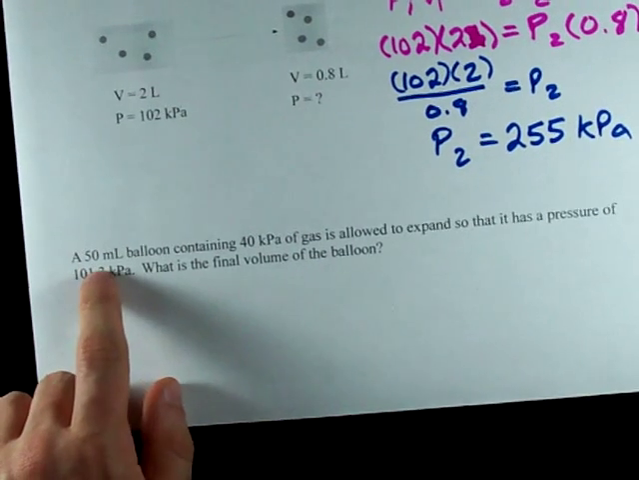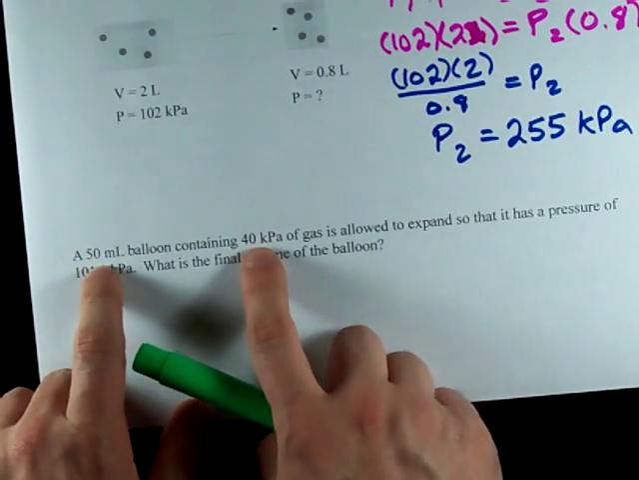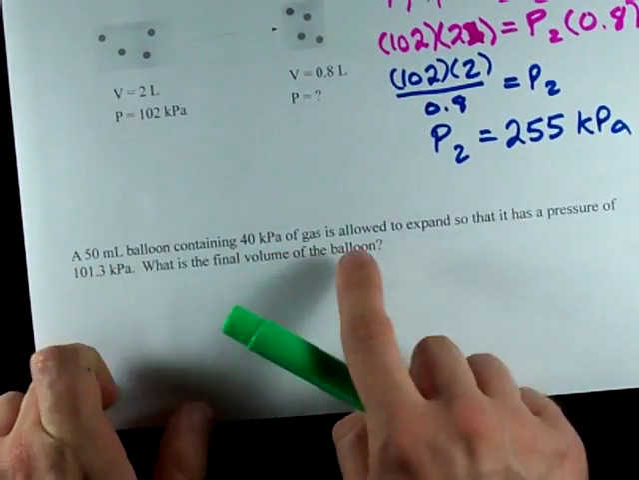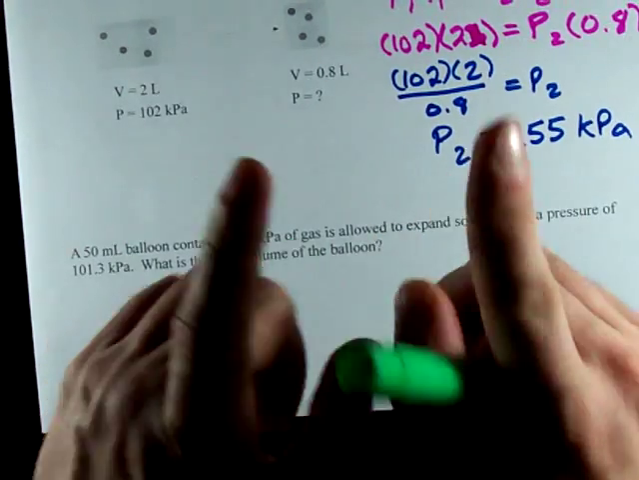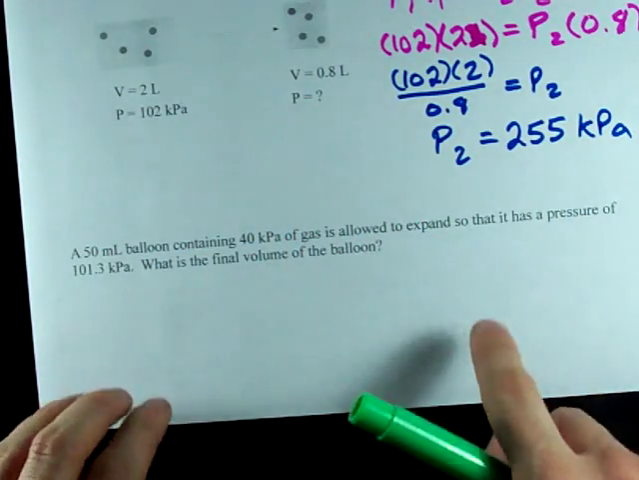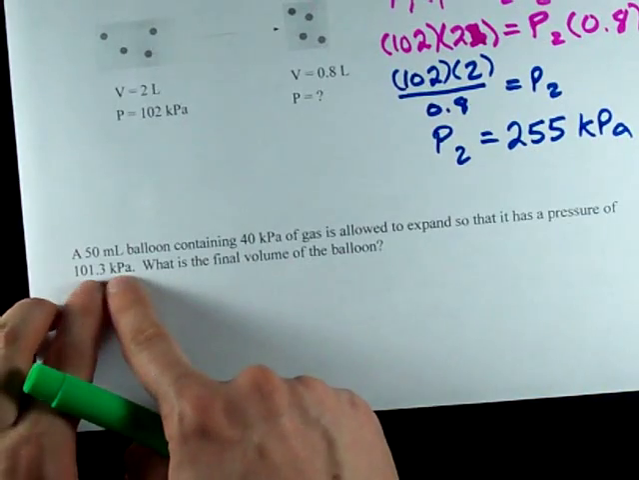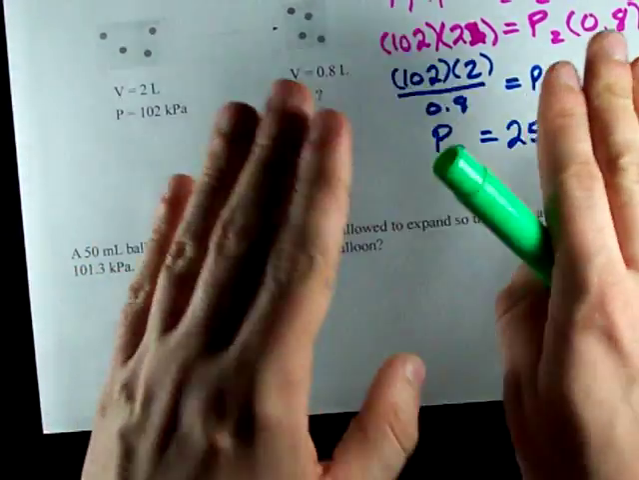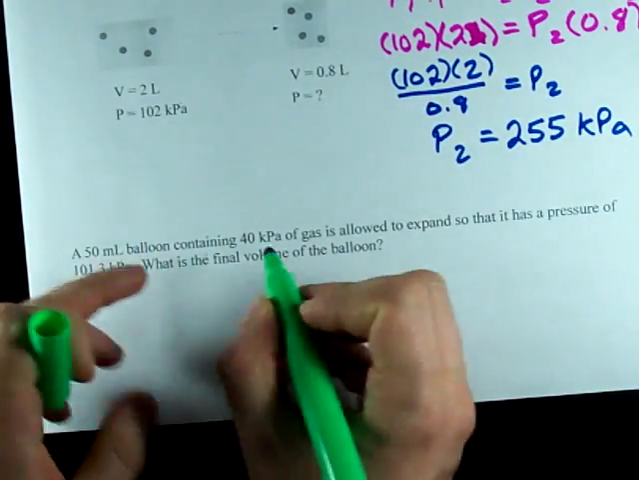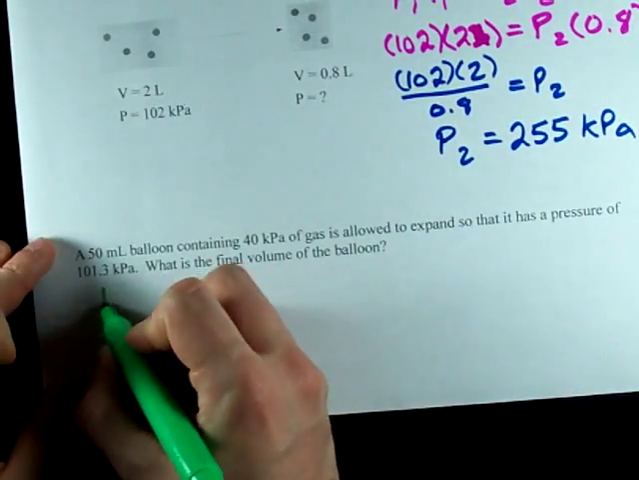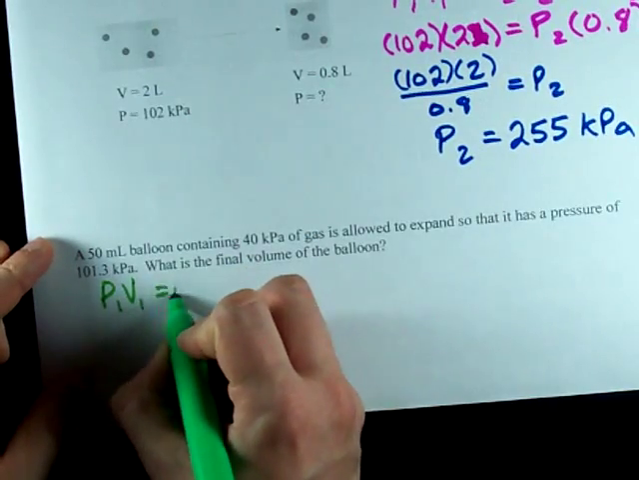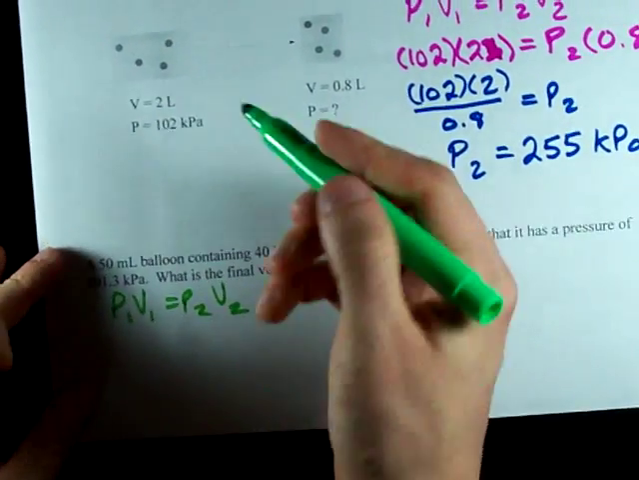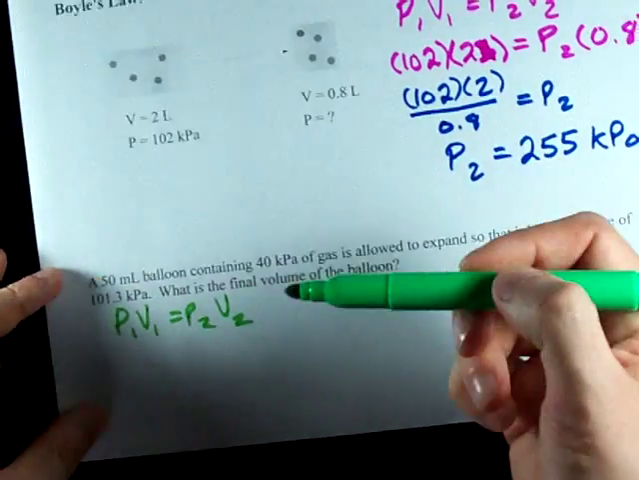We've got a 50 milliliter balloon with this current pressure inside, and it's allowed to expand. So my volume is changing so that it has a pressure of 101.3 kilopascals. What's the final volume, they're asking? Okay, so I'm given pressures and volumes. P1V1 equals P2V2. That's Boyle's law.